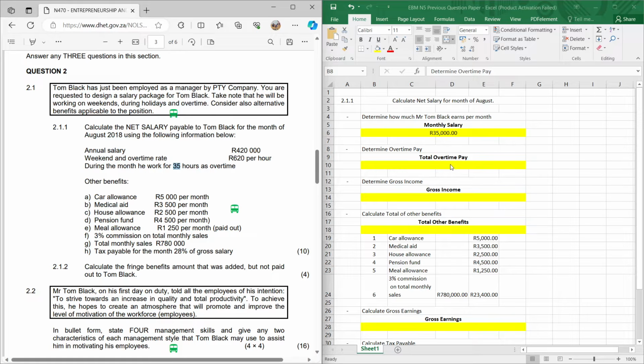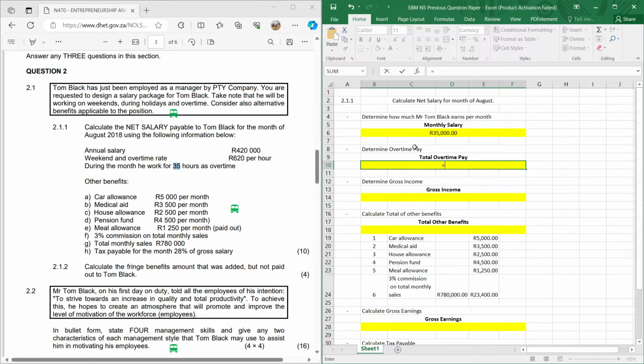So we're gonna go to our answer sheet over here and then punch in the formula, which is gonna be 35. Actually, let's say 620. Either way, you can start with 35 or the 620. It doesn't matter, right? Just as long as you multiply the two. So you will take the 620, which is Tom Black's rate per hour for overtime, for strictly overtime and weekends, right? And then we are going to multiply it by 35. 35 is the number of hours that Mr. Tom Black worked as overtime that particular month.